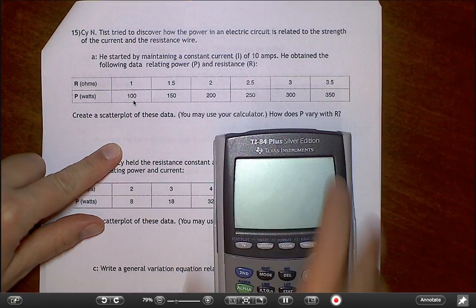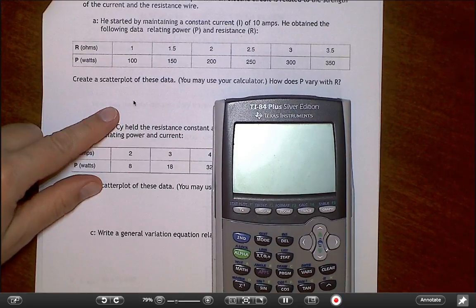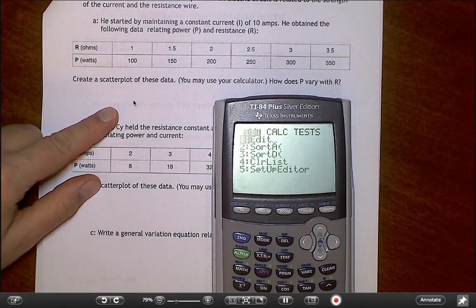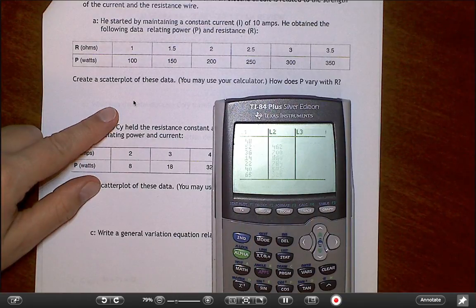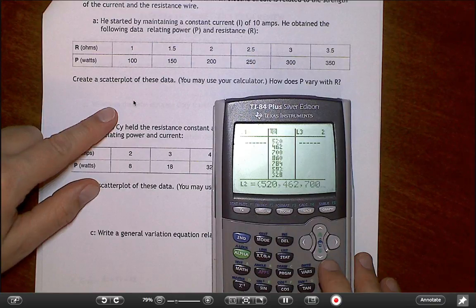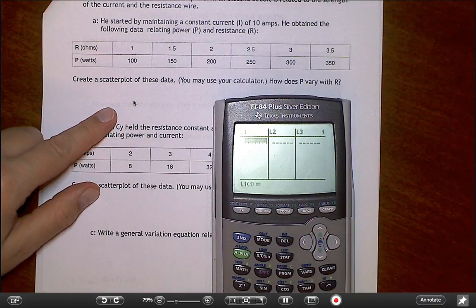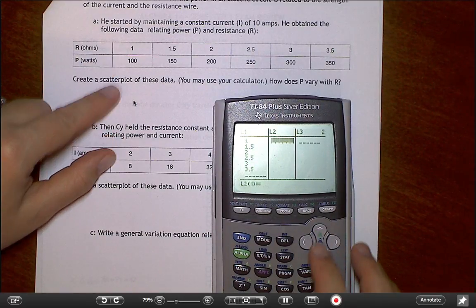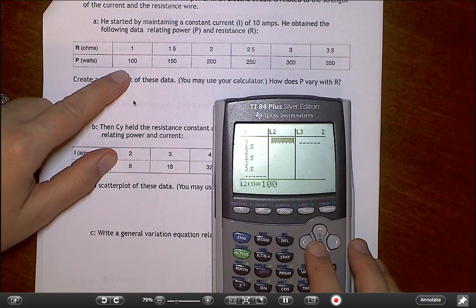So quick review on how to do that. I know we just did it on the previous page, but you're going to go to Stat and Edit, which is option number 1. Got some stuff in mind, so I'm going to clear it out. So in list 1, I'm putting this first set of numbers, and in list 2, I'm putting the second set.